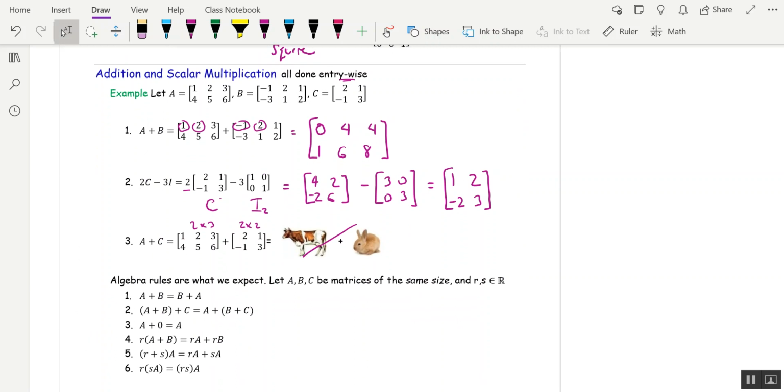Algebra rules for addition and scalar multiplication. I'm not even going to read them. There's no surprises here. Everything you would expect to be true is true. You've got commutative, you've got associative, you've got certain distributive laws. And here, the distributive laws apply to how scalars distribute over matrices. So I said I wasn't going to read this, so I'm not. Okay, so moving on.